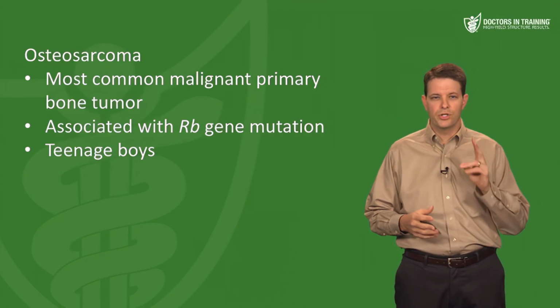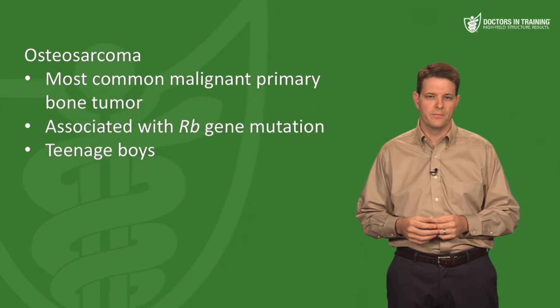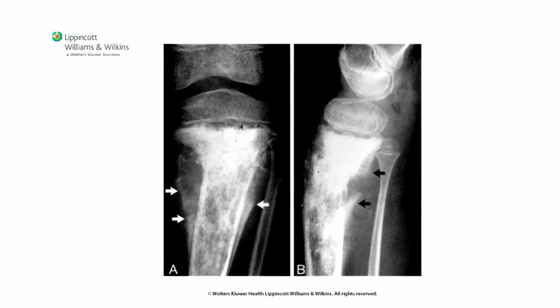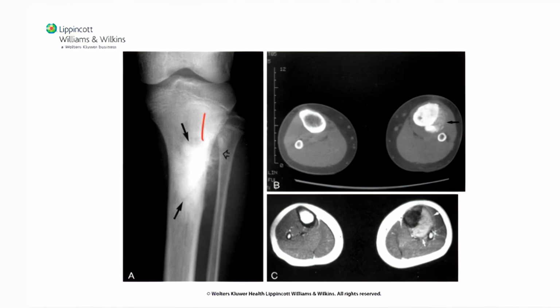And then there are 2 x-ray findings you should know. There's Codman's triangle, which is where the tumor pushes the periosteum up from the surface of the bone, forming this little triangular density on x-ray. And there's this classic sunburst pattern to the tissue, which is kind of pretty to look at, except it's a cancer that's going to kill you.